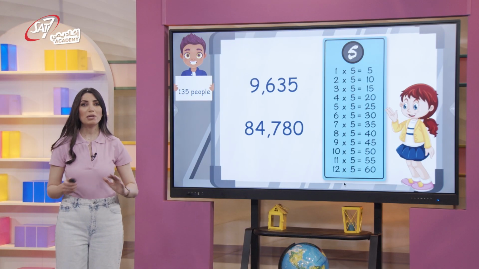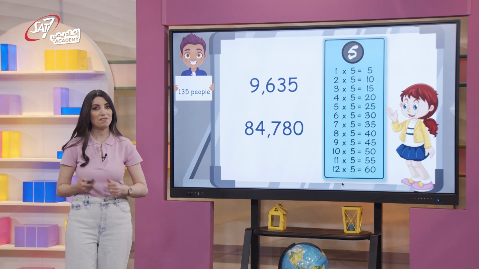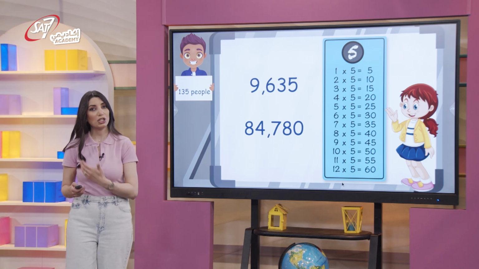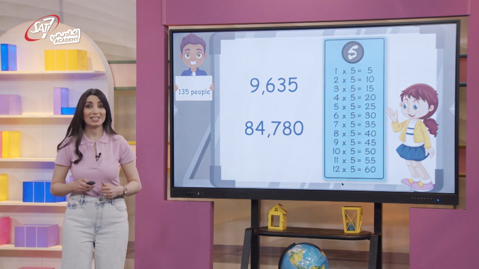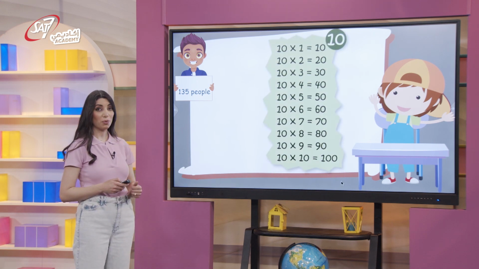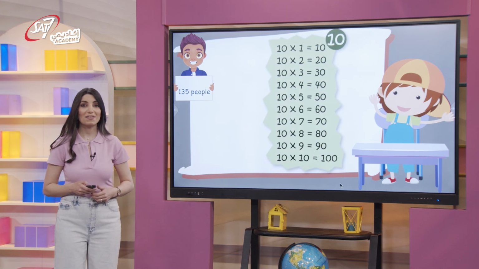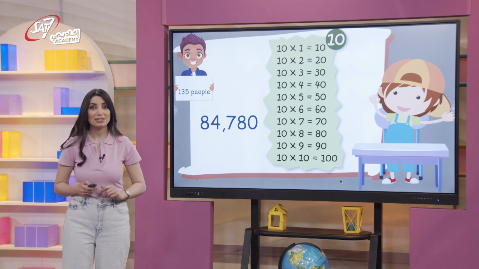Do you know of any multiplication table that has answers ending with 0 other than 5? 10, 20, 30? That's the pattern we see when we multiply by 10. All the multiples of 10 end with 0. 84,780 is a multiple of 10. It is divisible by 10.